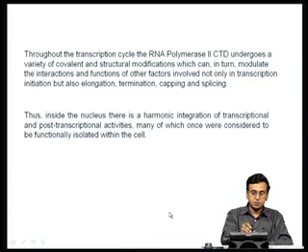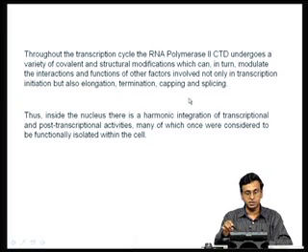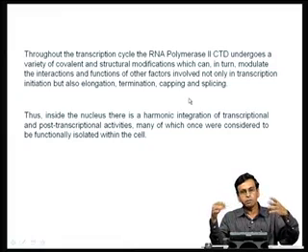So, throughout the transcription cycle, the RNA polymerase II carboxy terminal domain undergoes a variety of covalent and structural modifications, which can in turn modulate the interactions and functions of other factors involved not only in transcription initiation, but also elongation, termination, capping and splicing. So, this whole thing is a very dynamic process.